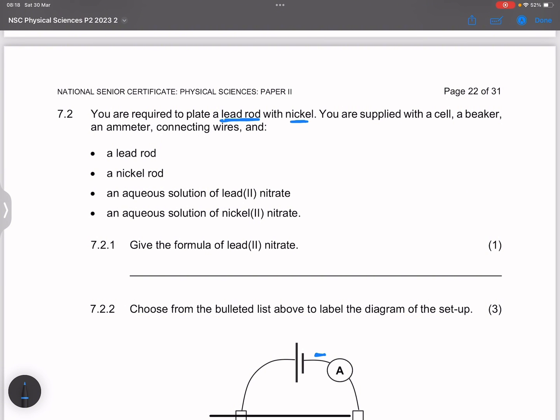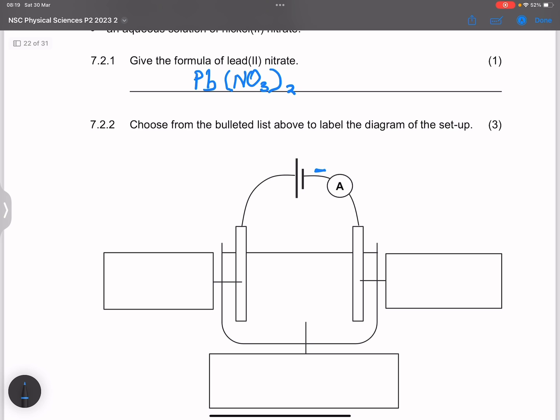Now, they give us an aqueous solution of lead nitrate and nickel nitrate, and they say give a formula for lead nitrate. Now remember that lead has got an oxidation number of 2 plus, and nitrate 1 minus. So you actually need 2 nitrates with 1 lead. So that's how we would write it there. They say choose from the bulleted list above to label the diagram of the setup. Now remember, on the negative side, I said this is where we put the one that we're trying to electroplate.